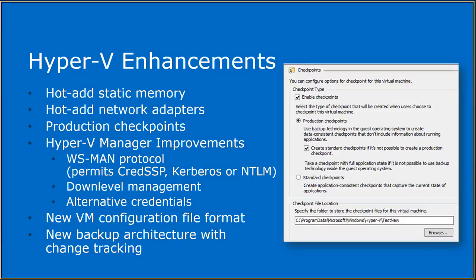Some other improvements have been around Hyper-V Manager. You can now connect using different types of credentials. You have better down-level management to older versions. And you can provide alternative credentials to connect to a virtual machine too. Another big enhancement that's going to probably throw off a lot of people is that the VM's configuration file is now encrypted. So what is the configuration file? The configuration file for a virtual machine basically tells you the different settings. What's the name of the VM, the amount of memory, storage, network connections, things like that.